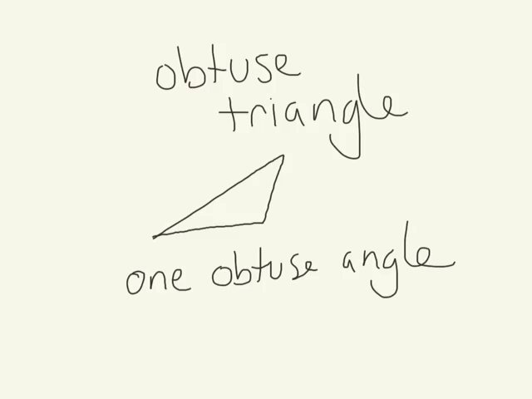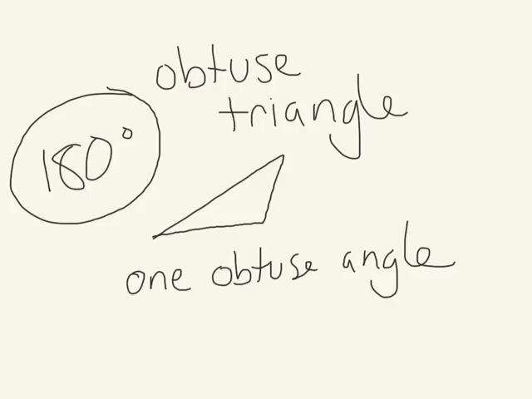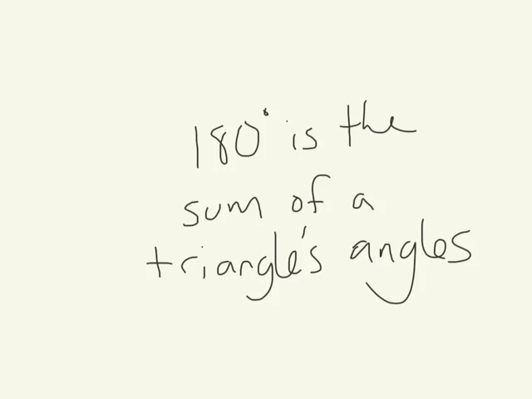Quick question for you. Could a triangle have 2 obtuse angles? I was trying to stump you there. No, a triangle couldn't have 2 obtuse angles because an obtuse angle is between 90 and 180 degrees. And a triangle only measures up to 180 degrees. That's the maximum sum of a triangle's angles. So make sure you write that down. That's important to note.